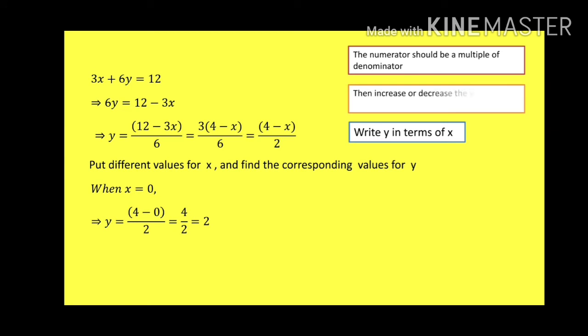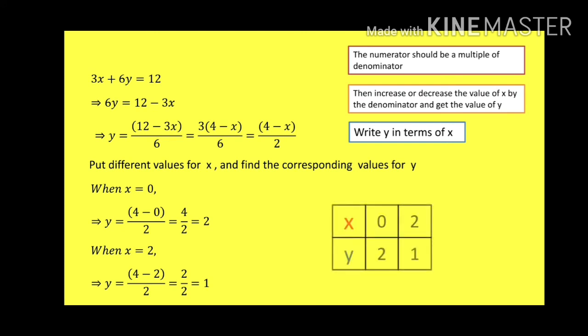Now we can increase or decrease, or else we can do it directly. Here the denominator is 2, so 0 plus 2 is 2. Now y equals 4 minus 2, that is 2, by the denominator, that is 2. So 2 by 2 is 1. Hence we get x is 0, y is 2, and another one is x is 2, y is 1.